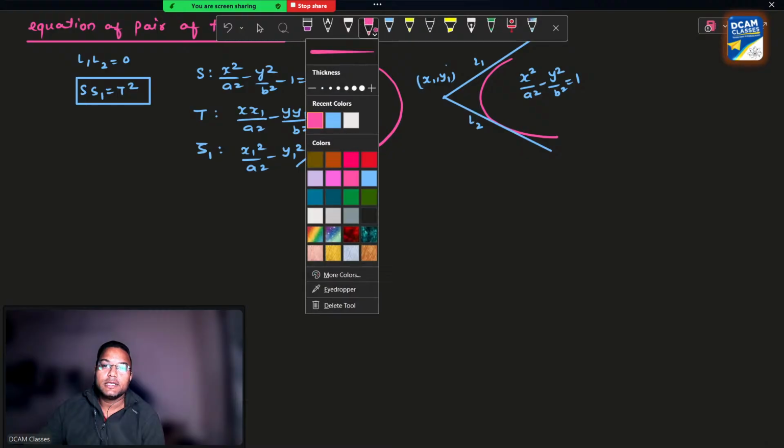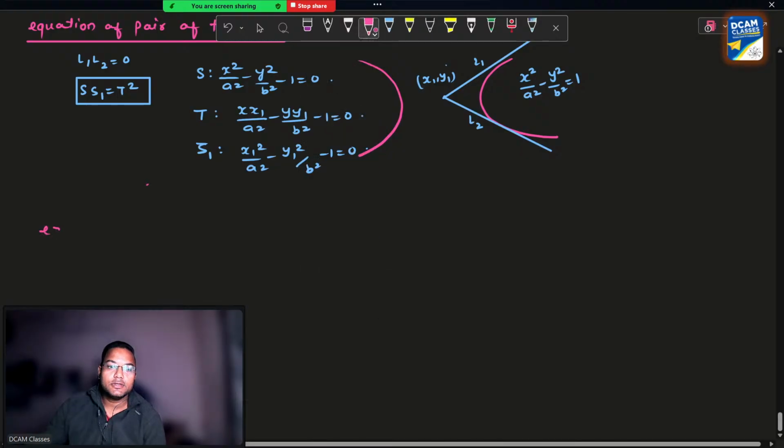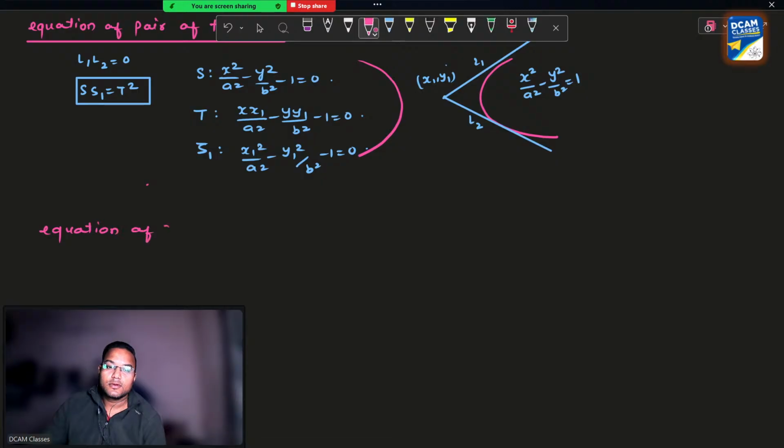In the same way, equation of chord of contact.